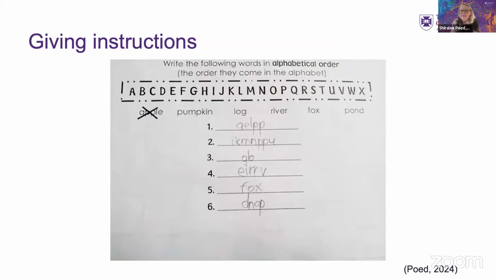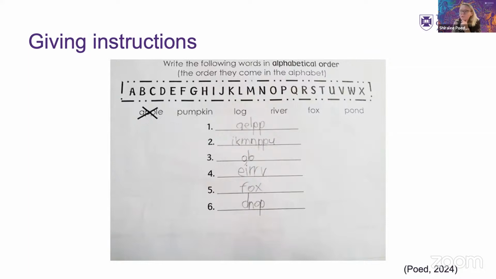All right. The next technique that we learn as part of our behaviour course is to think about how we give instructions to our students. Now, this might be a slightly difficult activity for you to have a look at, but on the screen, you can see a task that a teacher designed and gave out to children. And in that task, it says, write the following words in alphabetical order. And then to try and make it clear, they added the order they come in the alphabet.